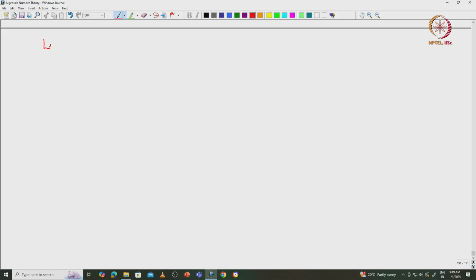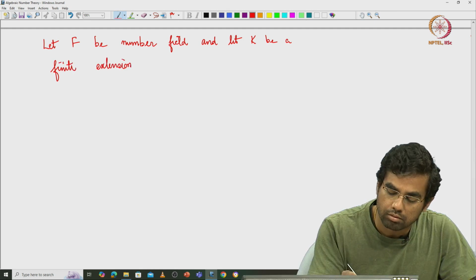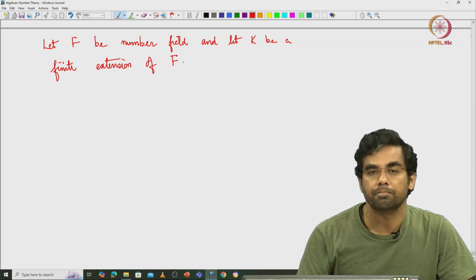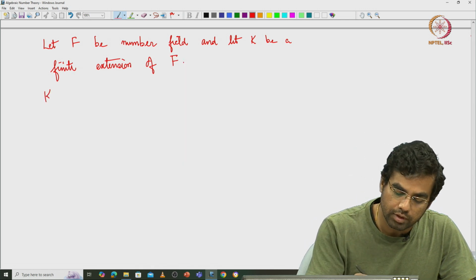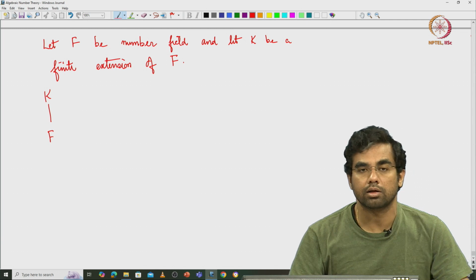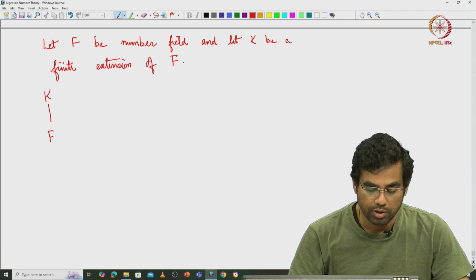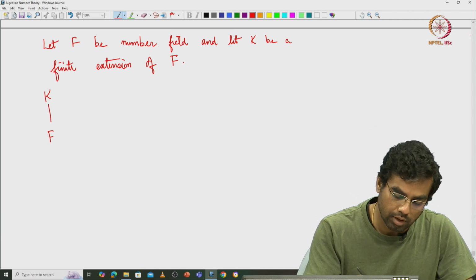Okay, so here is the setup. Let F be a number field and let K be a finite extension of F. Okay. So, usually I like to denote this in terms of a diagram like this, right. So, K is a finite extension of F.